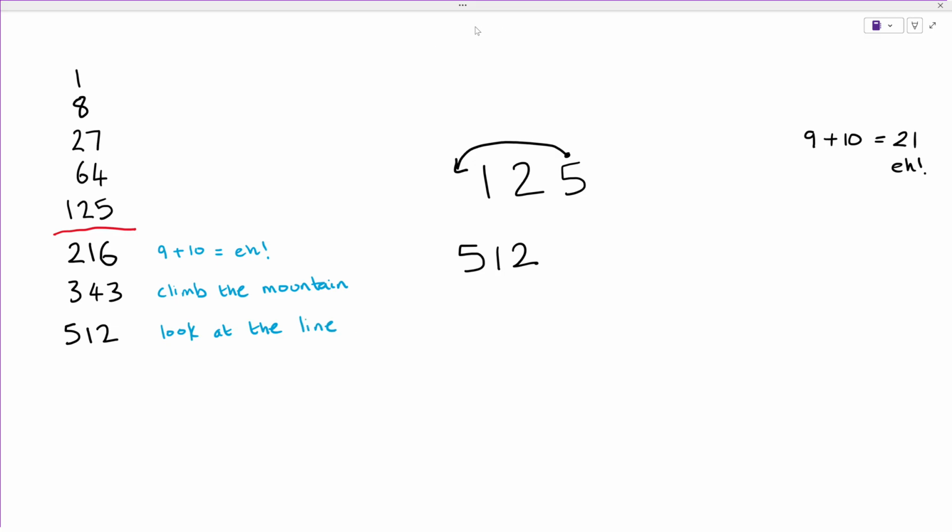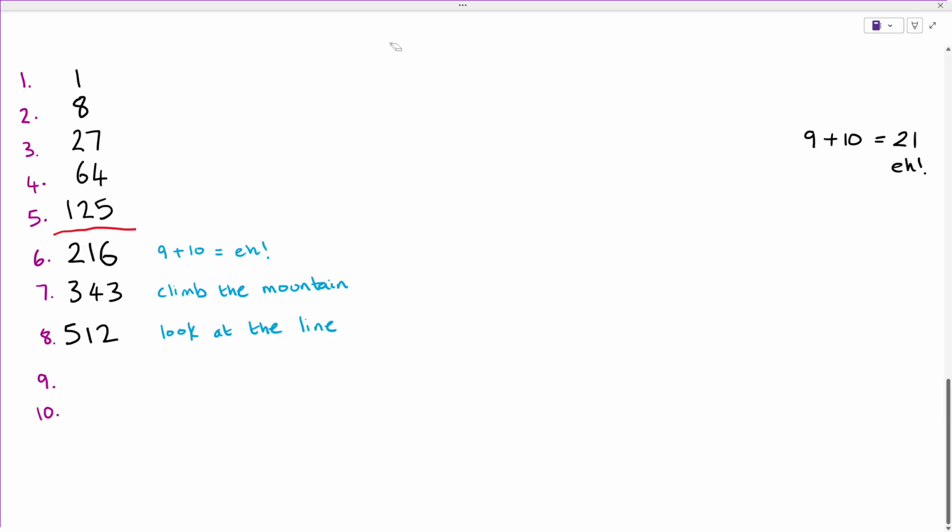I think it would be useful if I did this. 1 cubed, 2 cubed, 3 cubed, 4 cubed, 5 cubed, 6 cubed, 7 cubed, 8 cubed, 9 cubed, and 10 cubed. So we're on 9 now. So the way I look at it is, let's get rid of this.